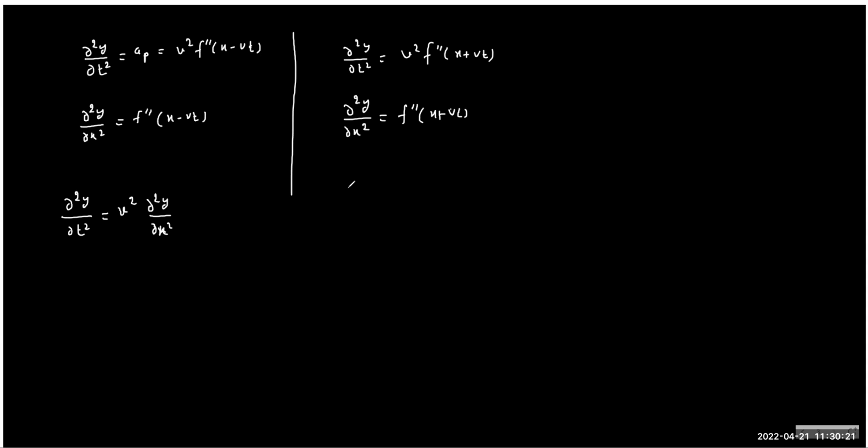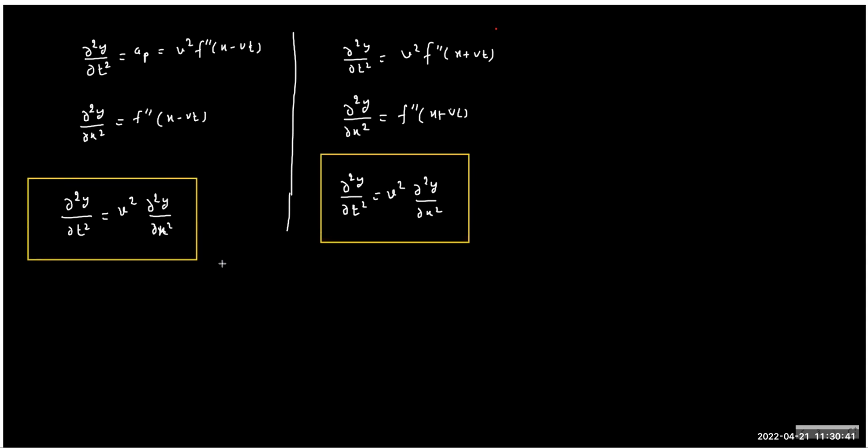And this comes same even if you choose the second format. Because this answer is independent of the direction of motion of the wave, there's a unique format here. So this equation in physics we call the standard wave equation.